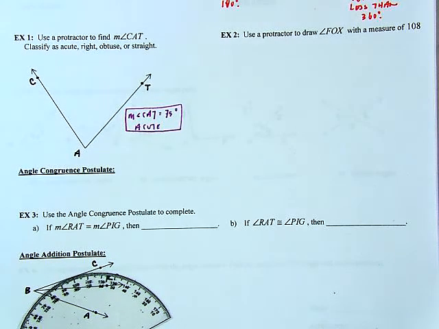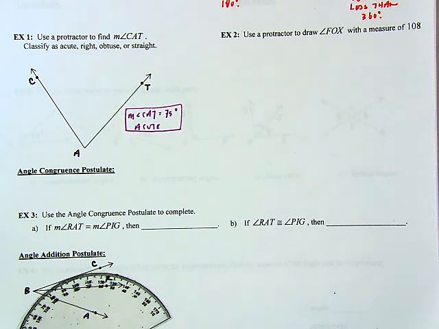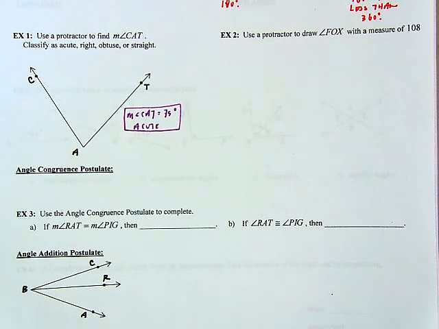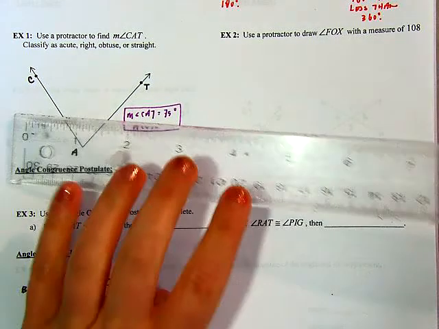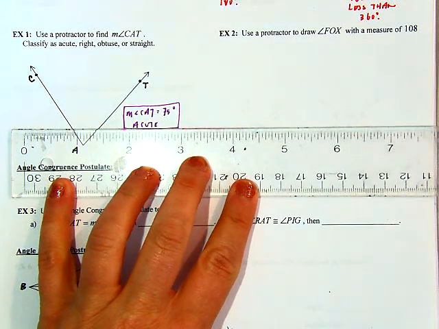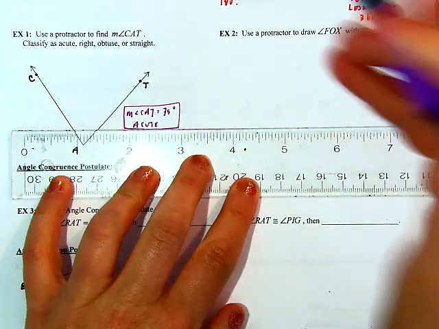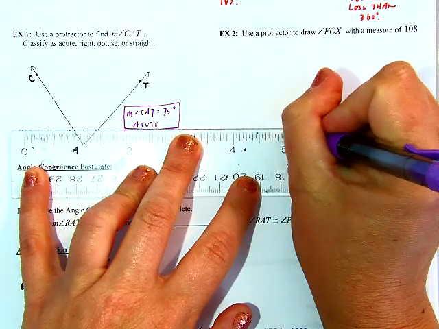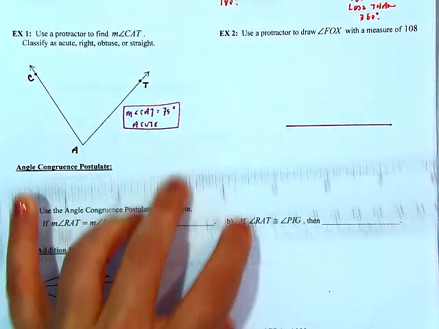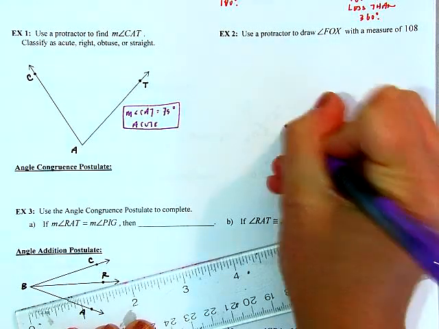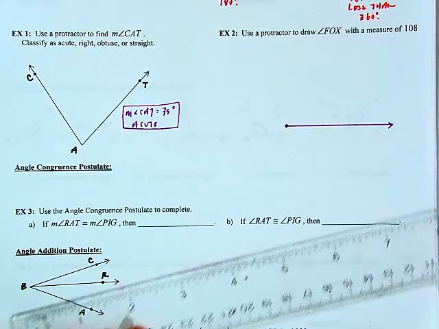Okay, and then I'm saying, well, can we go in reverse? So can we use a protractor to draw an angle with a measure of 108 degrees? So I would start with drawing a ray. Doesn't matter which way you draw it. If you want to do it the same way I'm going to do it, let's draw it to the right. So I'm going to make a ray like that. So here's my endpoint. Here's my arrow.